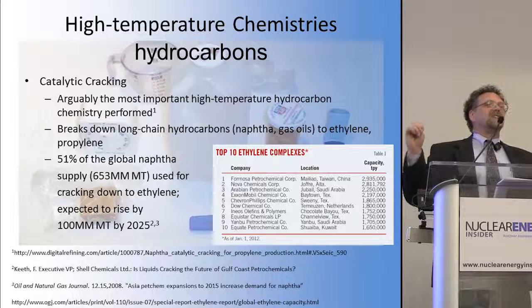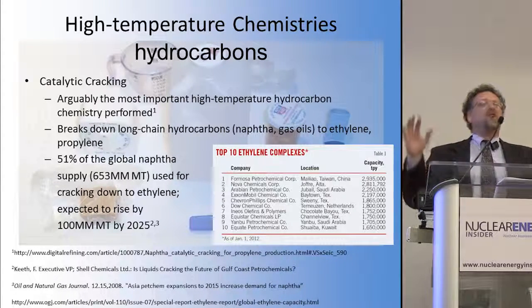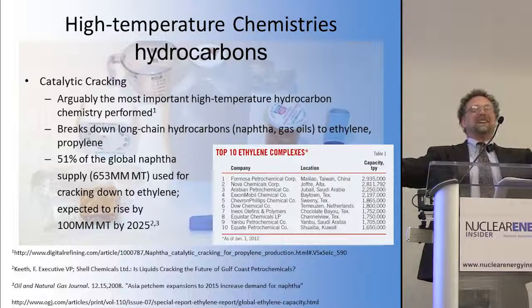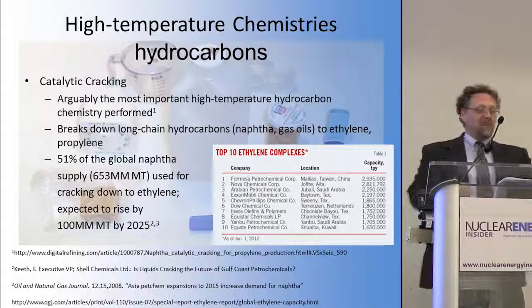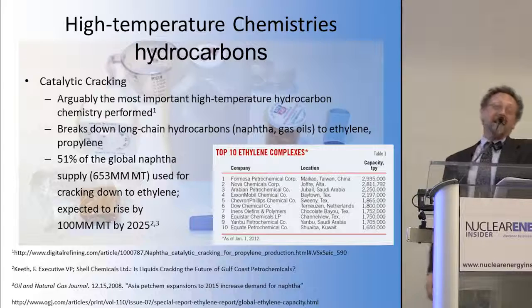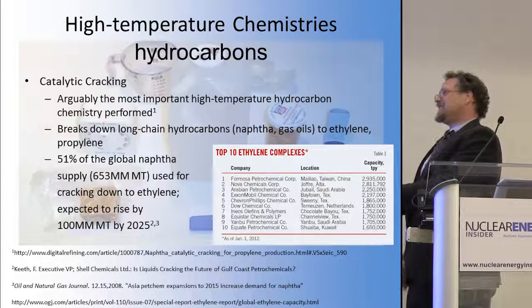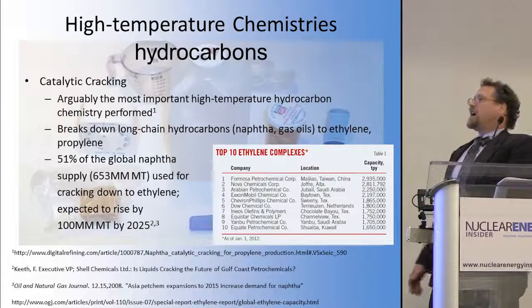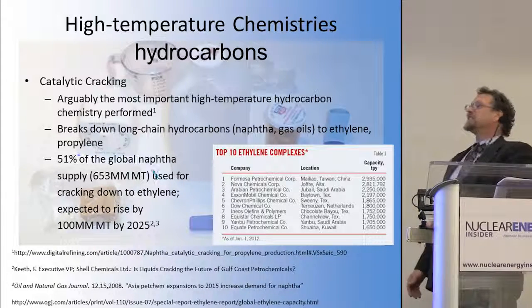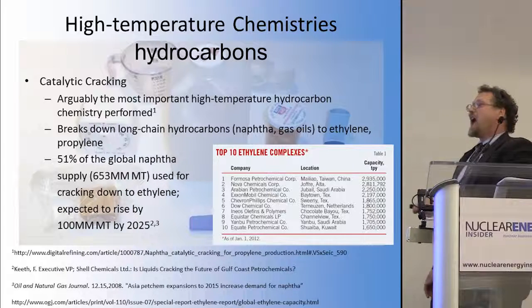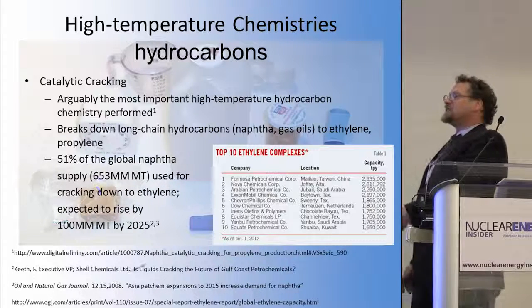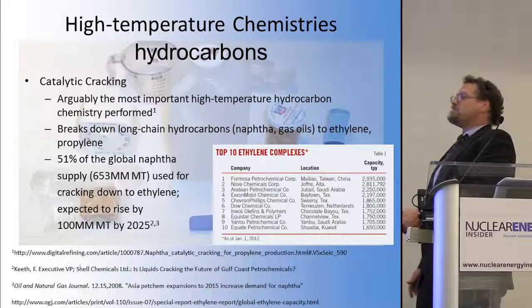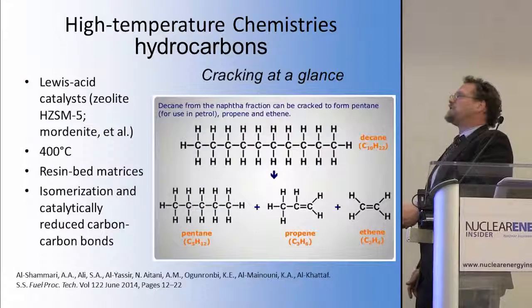Catalytic cracking gives us the basic building blocks for all of the plastics in this room. The plastic in the pointer, the plastic, I mean, that's it. So 51% of the global naphtha production supply, 653 million metric tons, is used for cracking down into ethylene, and that's expected to rise, look at that number, 100 million metric tons by 2025.